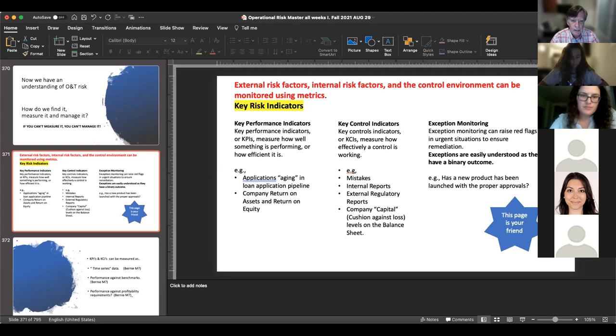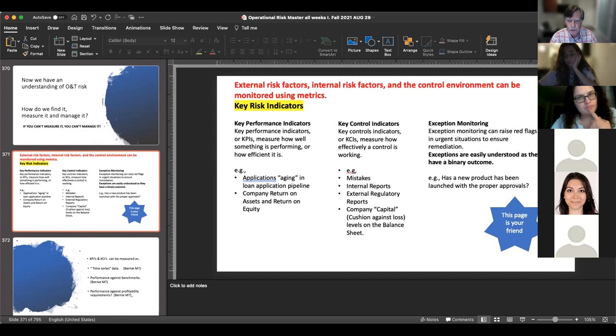Lower or higher revenue could suggest something to you as a key performance indicator that would relate to risk. You just sort of have to think it through. Key control indicators: a lot of times regulators will come in and say, I want you to do this, that, and the other thing to get under control. So you do all those things.